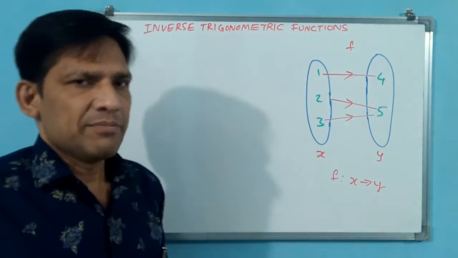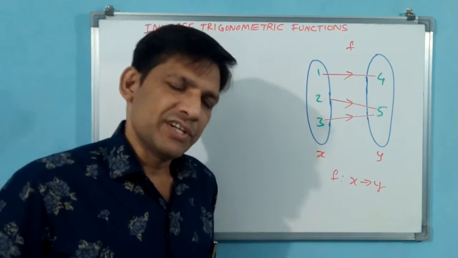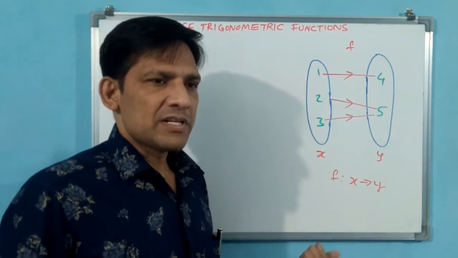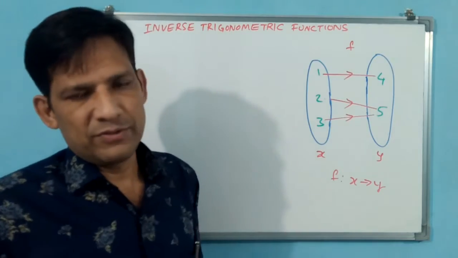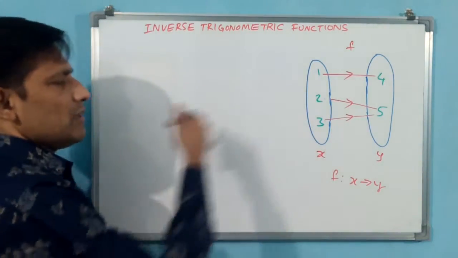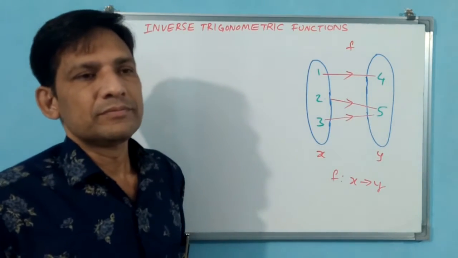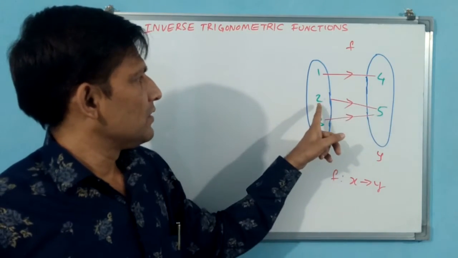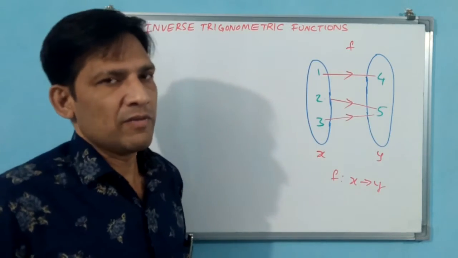functions also have types. One type is injective, another, onto function, is surjective. If your function is injective and surjective, then that is called bijective. One-one and onto, that is called bijective. You tell me, what is this function first? Is it a one-one function? Not one-one. Why? Because see, it is many to one. That means this is a many-one function, not a one-one function.